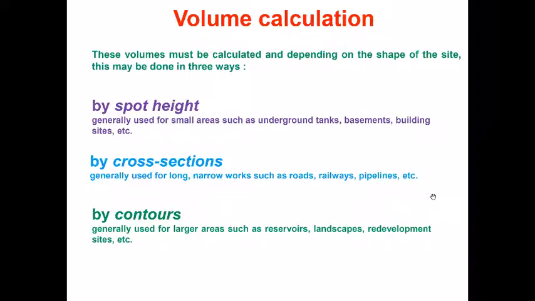So that is how, by calculating average depths after some distance or some other method, we can use the method of cross sections even to find out the volume in those sort of projects. And then we have contours. Contours are used for large areas such as reservoirs, landscapes, redevelopment sites, and you'll see what contour lines are in the next lecture, or you have seen them, I think, in the previous lecture. Yeah, we have covered contours, and we have discussed in detail how you can use contours to find out volumes.